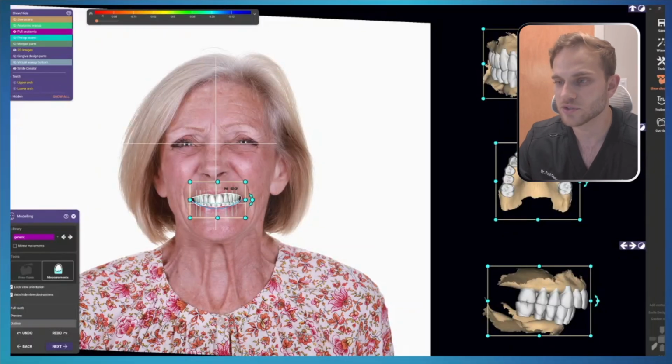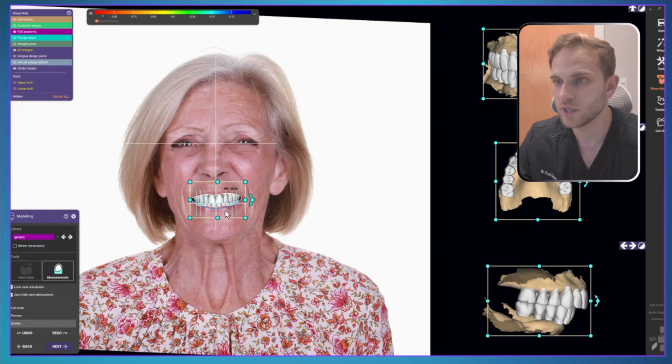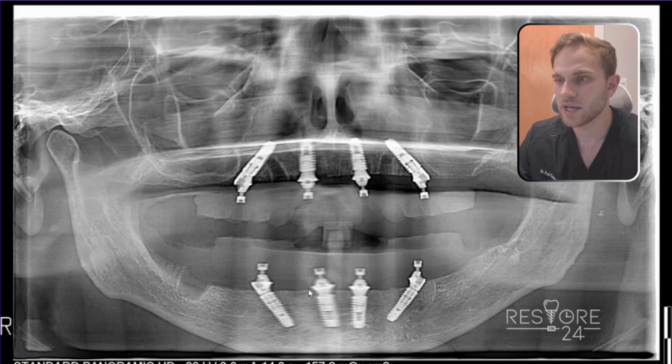And here's our digital smile design. We basically took this last rendering that we had and threw it inside of a photo of her so we can get a good idea of where those teeth will be once we put them in the mouth. Here's the x-ray of the implants in.